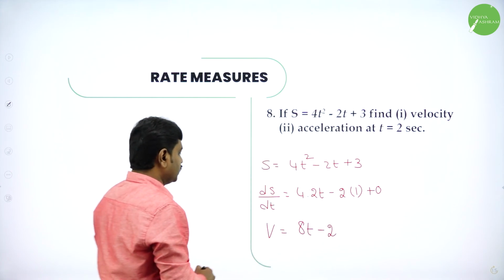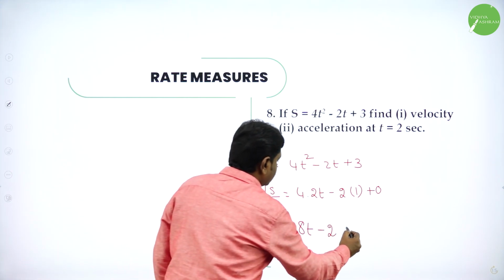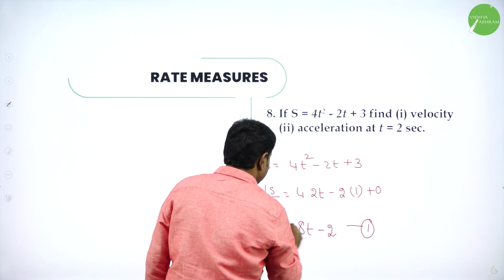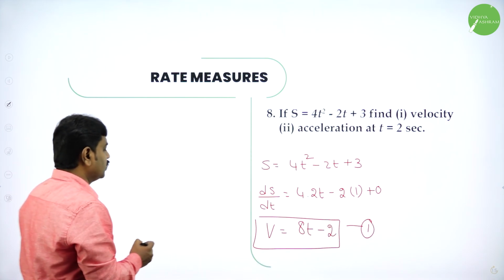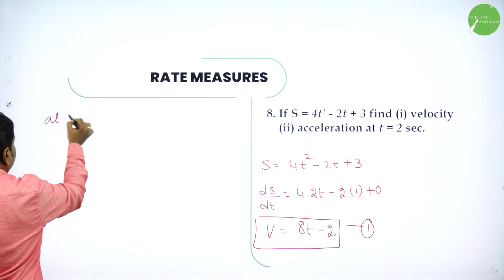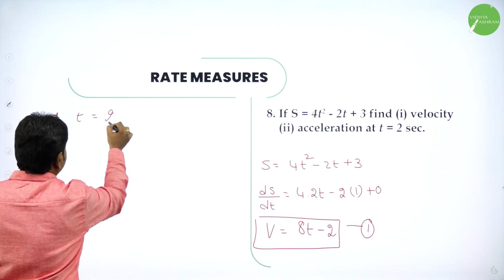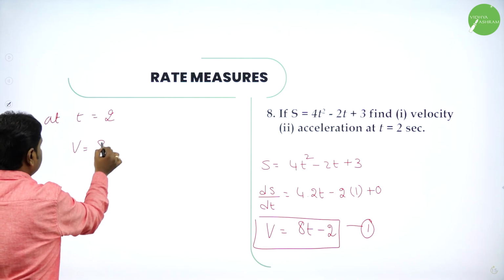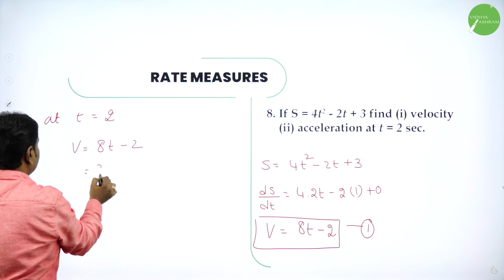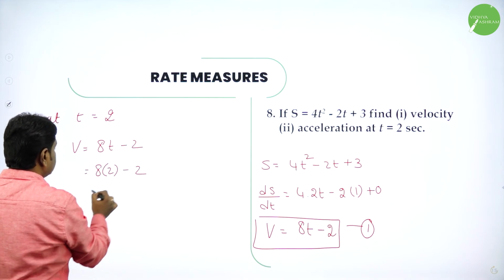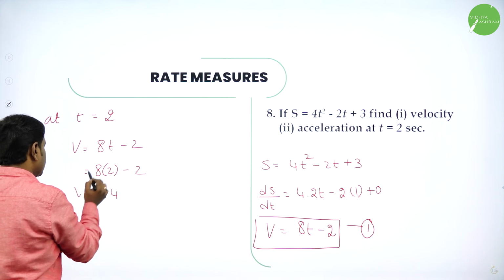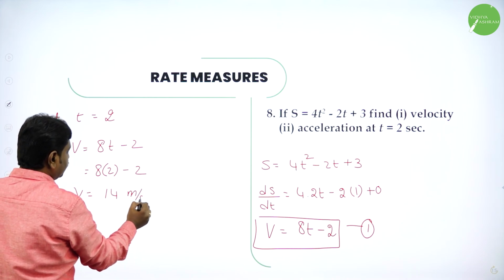So you got velocity, call it equation 1 because we use this again. So you got v is 8t minus 2. What is the time given? Time given is 2 seconds. At t is 2, v is 8t minus 2. So 8 into 2 minus 2, that is 16 minus 2, 14. So v is 14 meter per second.